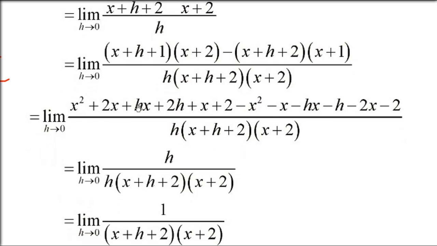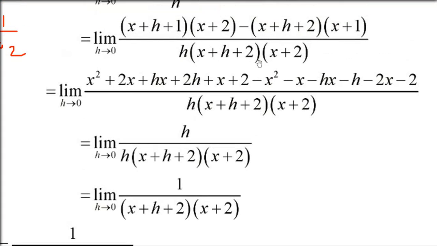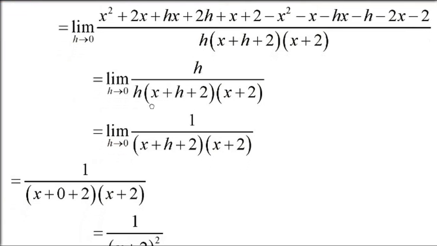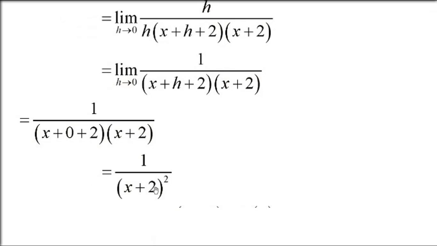So what do you do here? x square gets cancelled, 2x gets cancelled, hx gets cancelled, everything is getting cancelled, 2 gets cancelled. Only 2h minus h, which is h, will remain. So only this h will be in the numerator. And why is this good for us? Because h is in the denominator already. So h, you can just cancel it out. In the denominator you have x plus h plus 2 and x plus 2. This is only what you get. Okay.